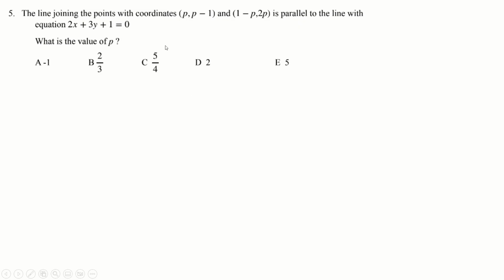Question 5. So first, we need to work out the gradient of this line by just rearranging. It's -2/3, and we therefore want the gradient between these 2 points to be -2/3.